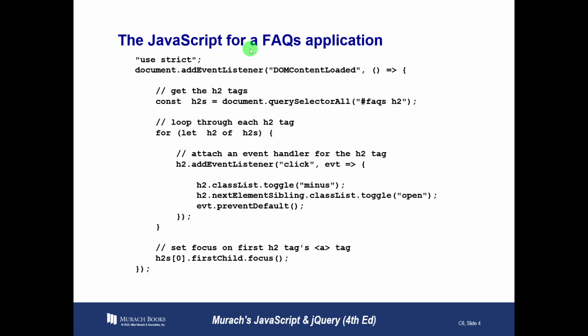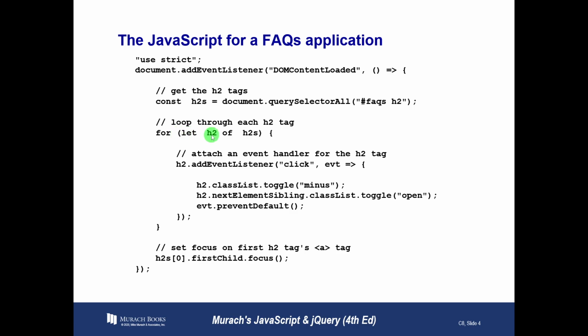We have JavaScript for an FAQs application, similar to what we've seen before. It's not exactly the same, but if we take a look at it, we have our use strict declaration, our document DOM content loaded event handler. So this is where we're going to make the magic happen once our page is loaded. And what are we doing here? We're going to do a document query selector all. We're going to get all the H2s that are in the ID called FAQ. So we're going to get all those.